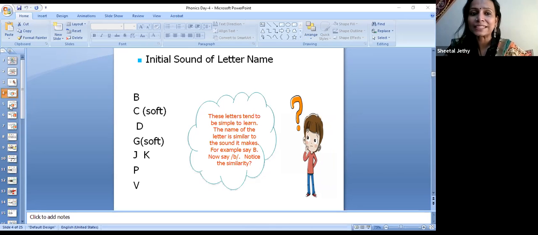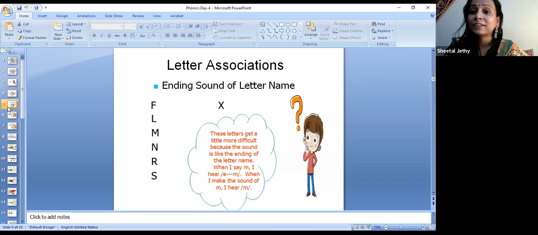Now let's come to the second set of letters, or alphabets. Now these letters get a little more difficult for the child. Why? Because the sound is the ending of the name of the letter. For example, M. For example, F. So you spell it as E and F. F. So the letter's name is ending. Okay.